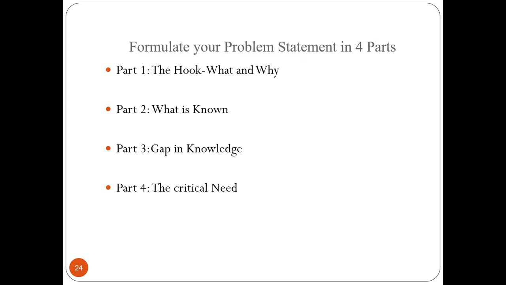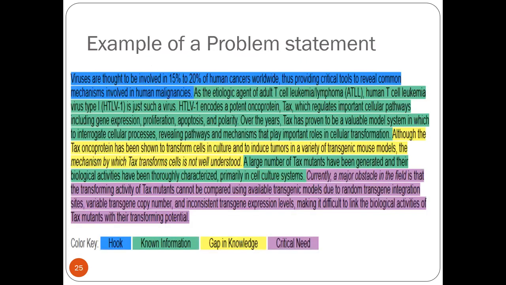So I presented an example of a problem statement here that I've highlighted using different colors. Permit me, I'm very sorry if you cannot see the screen very well, but I'll try to make sure you follow what I'm doing. I used four different colors. I don't know colors, of course, so excuse me for that. The first color is the hook. The second color is the known information. The third color, yellow, is the knowledge gap. The last color, more like violet, is the critical need. So let me read this.